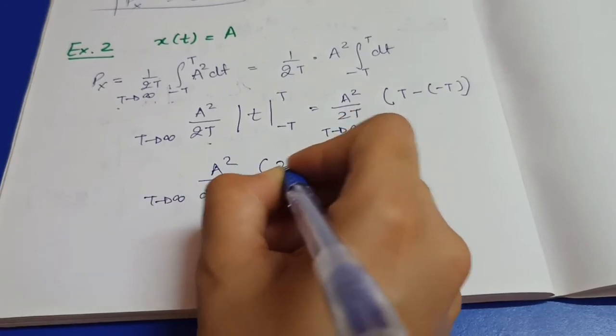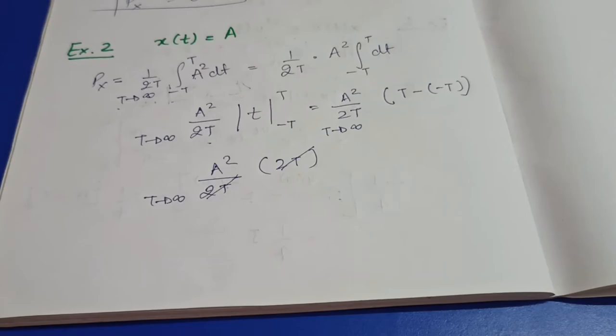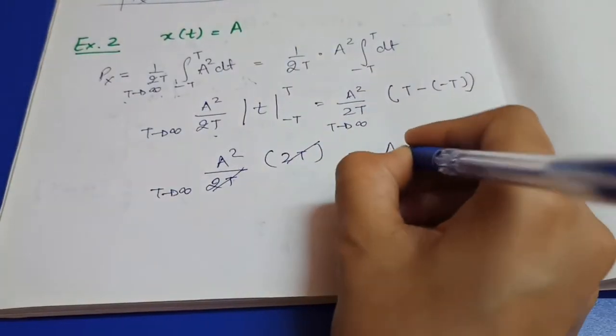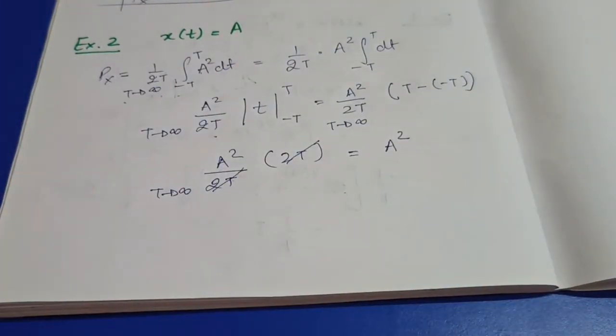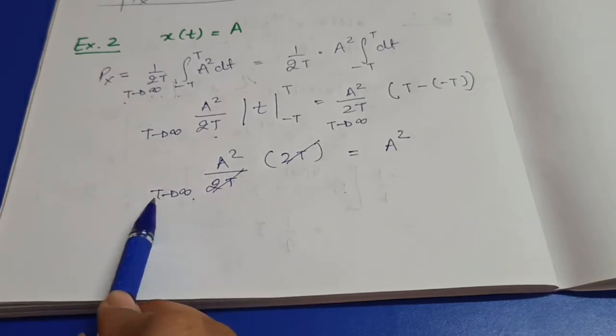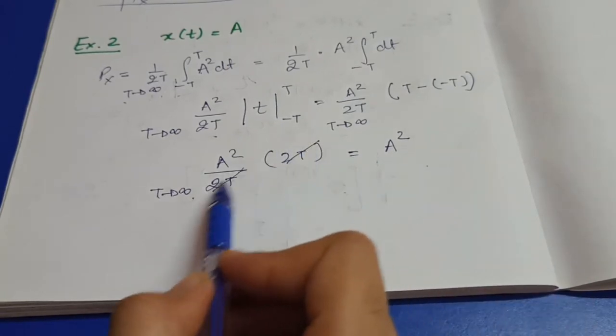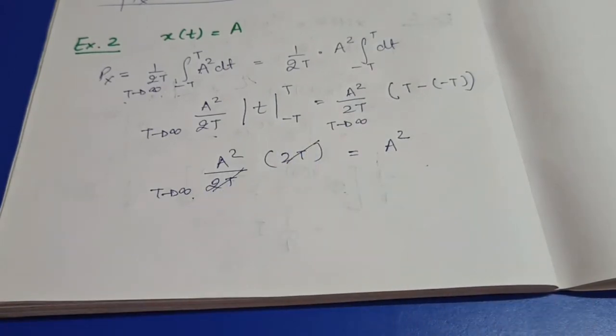It will be 2t. Now the t terms will get cancelled out and we are left only with a square. Now if we substitute t equals infinity, then there will be no change in this term because the t terms are already cancelled out. So here I am having a finite power, which is a square. So let's calculate the energy of the signal and see if it comes out to be infinity or not.